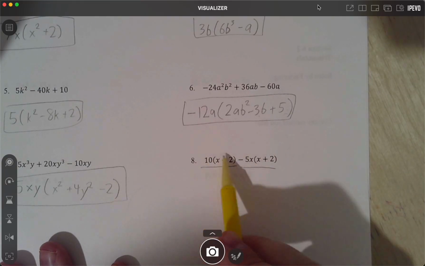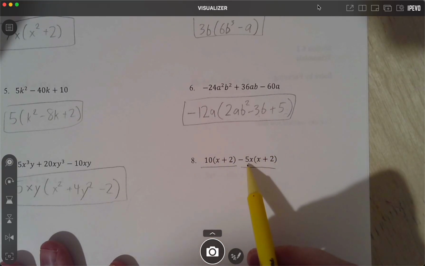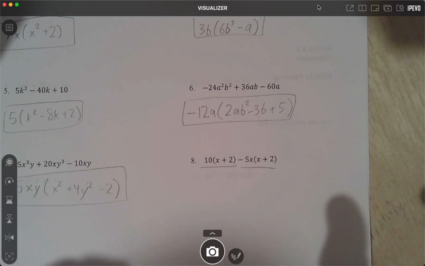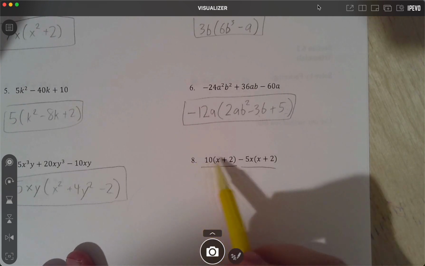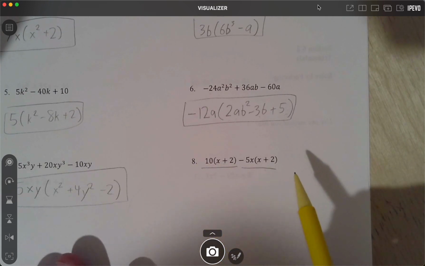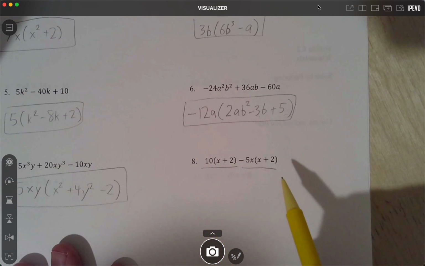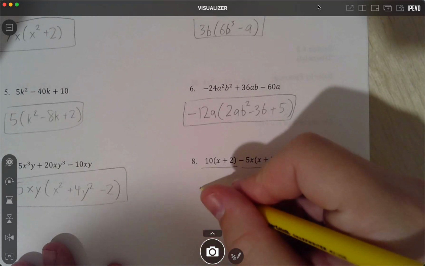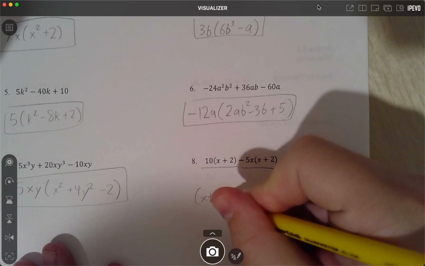Because there's a 10 multiplying to something. There's a negative 5x multiplying to something. A term is a collection of things multiplying together. So there's term 1, there's term 2. What's the most obvious, or maybe the most unintuitive thing I see they share? It's actually the x plus 2.